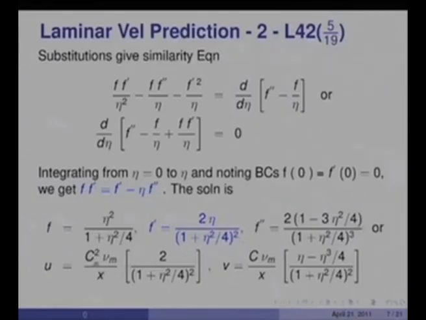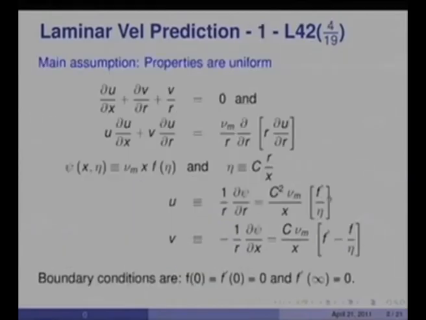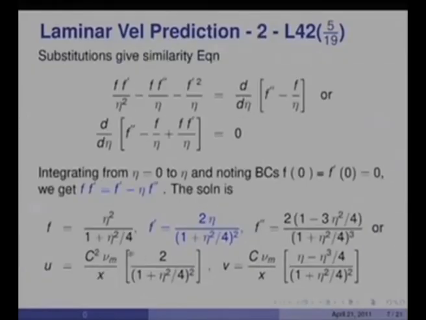Therefore, we can interpret u, which requires f dash, and v, which requires f dash and f, in the following manner. u will be c squared nu_m divided by x times 2 over (1 plus eta square by 4) squared, and v would be given by this expression: (eta minus eta cube by 4) over (1 plus eta square by 4) squared, times c nu_m by x.